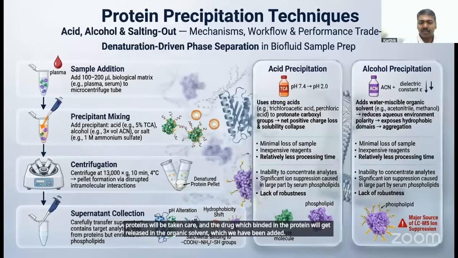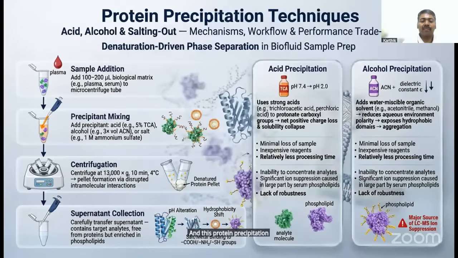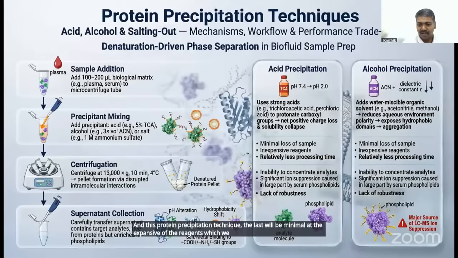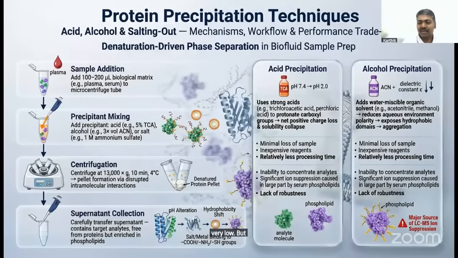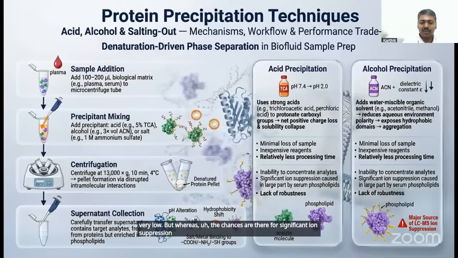With this protein precipitation technique, the loss is minimal, the expense of the reagents is less, and the processing time is very low. But there are chances of significant ion suppression due to the availability of phospholipids. So there is also a possible lack of robustness when we go with this technique.